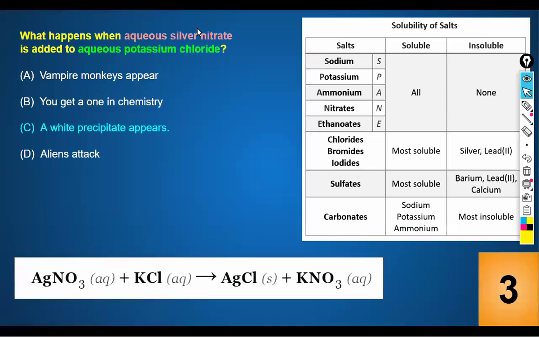What happens when aqueous silver nitrate is added to aqueous potassium chloride? Now, there are two obstacles to this question. First of all, you have to assume that the student has the ability to do what? Balance this equation. How many of you could say with confidence that you could have balanced this equation?